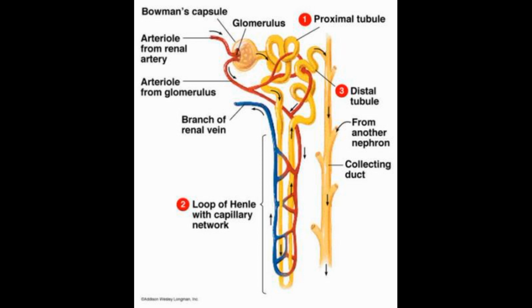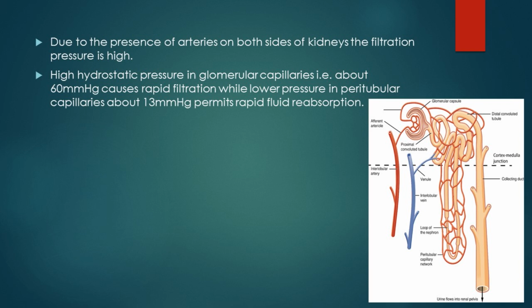So in this way, on both sides of the glomerular capillaries there are arteries, and we know that the blood pressure in arteries is very high, and this higher pressure is responsible for the filtration of blood in the glomerulus. This hydrostatic pressure in glomerular capillaries is about 60 millimeters of mercury, and this causes the filtration of blood in the glomerulus.